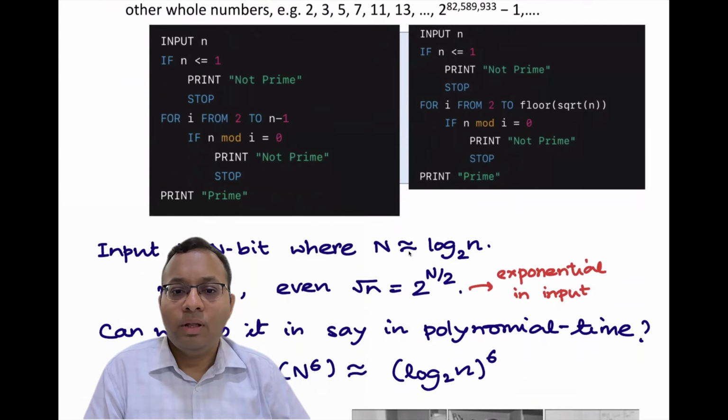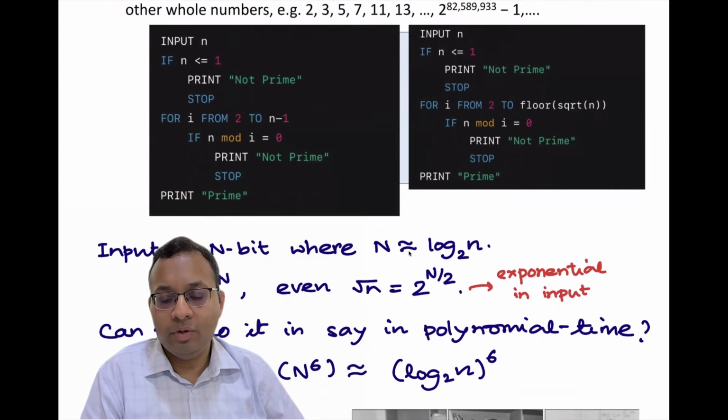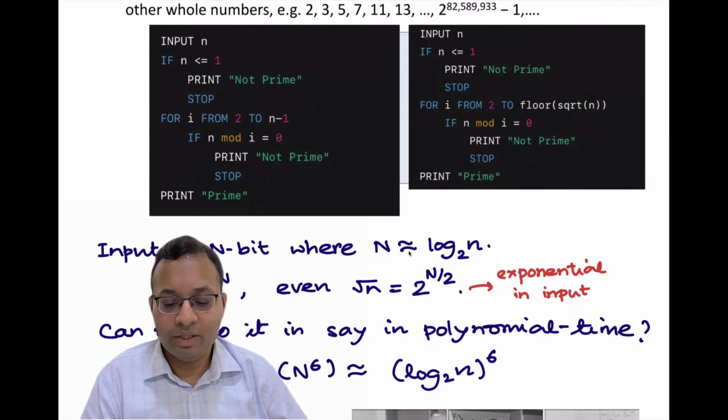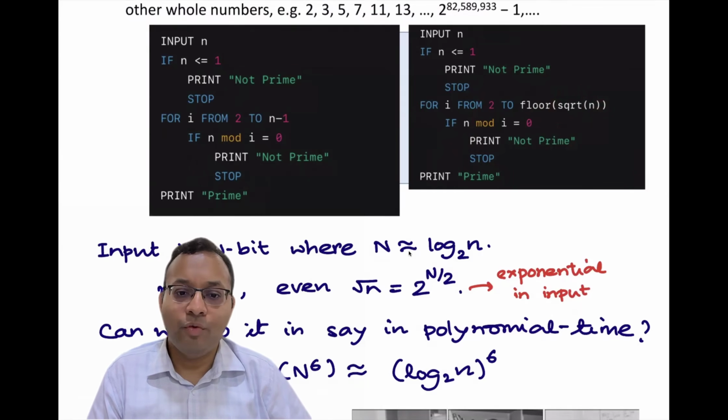Now, if you are slightly smart, if you think a bit, you will realize that if a number is composite, or not a prime number, then its smallest divisor should be at most square root n. So in the second algorithm, instead of dividing from 2 to n minus 1, we can just divide from 2 to floor of square root of n. And if one of these numbers divides n, then n is not a prime number.